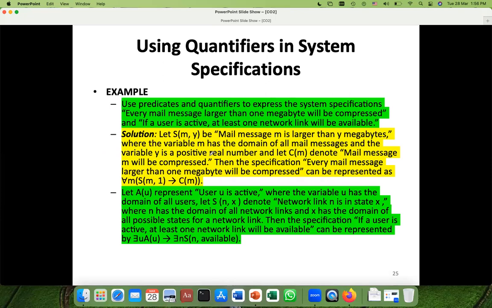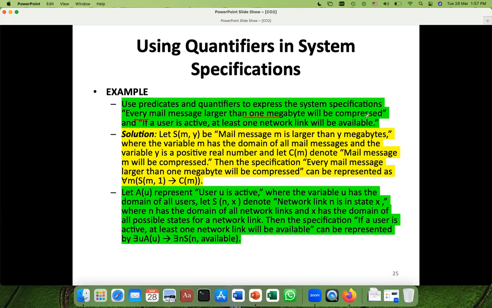Using quantifiers in system specifications. This is again an example. Now here, use predicates and quantifiers to express the system specifications. That specification is given to you in the form of sentences here. You have to convert those sentences again into mathematical form. So what is the first specification? Every mail message larger than 1 megabyte will be compressed.